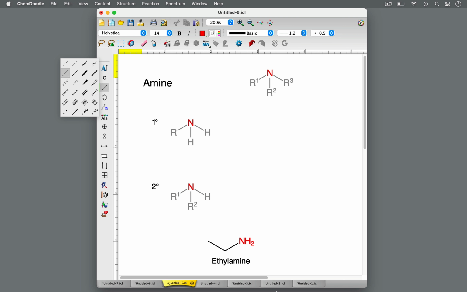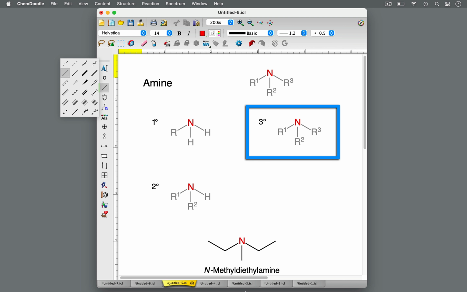In a secondary amine, the nitrogen is bonded to 2 alkyl or aryl groups and 1 hydrogen atom. In ethylamine, removing a hydrogen and adding a second alkyl chain now makes it a secondary amine. In a tertiary amine, the nitrogen is attached to 3 alkyl or aryl groups. In diethylamine, removing a hydrogen and adding a 3rd alkyl group makes this molecule a tertiary amine. Take note that amine in a molecule's name denotes an amine functional group.